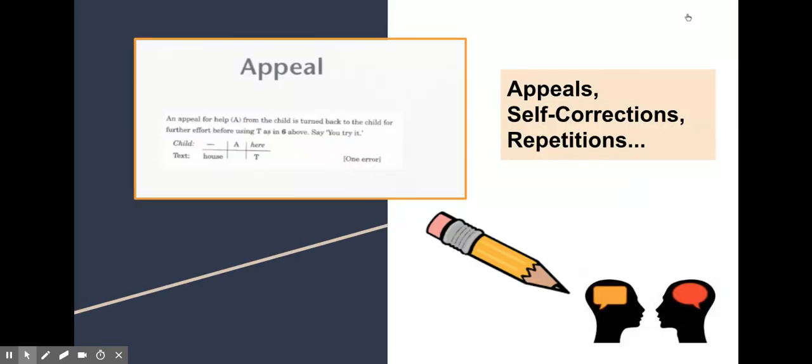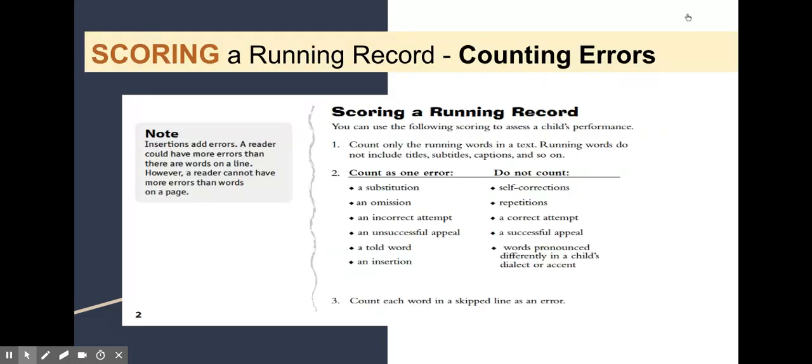Now we'll practice coding for appeals, self-corrections, and repetitions. Go to the final YouTube tab, adjust the speed, pause to let everyone catch up at the end, and then listen to the correct answers. Let's go. Phew, okay, so that's taking a running record.